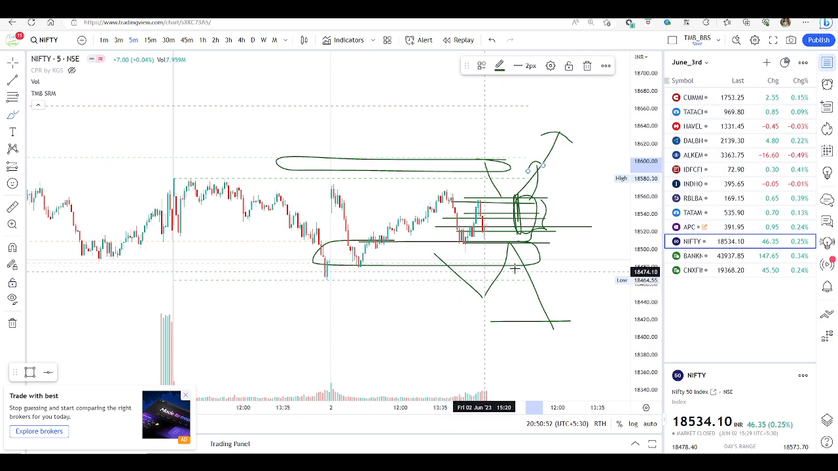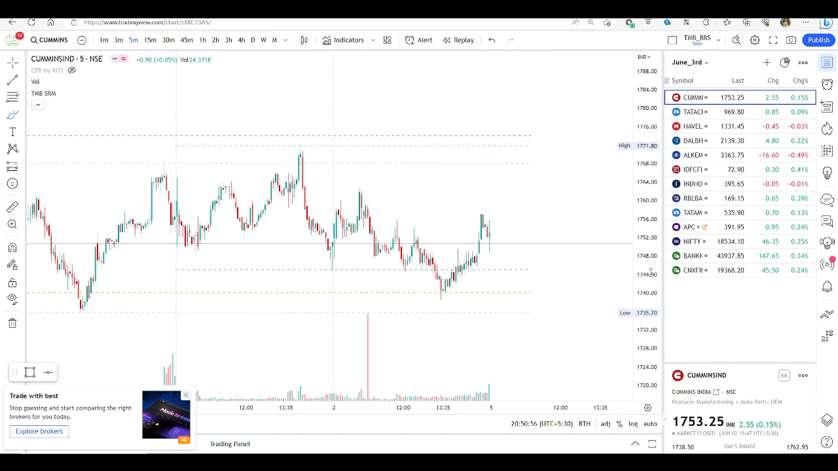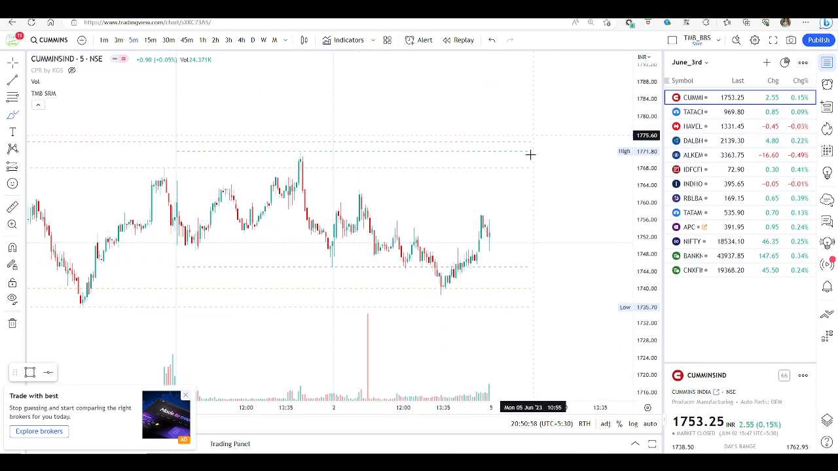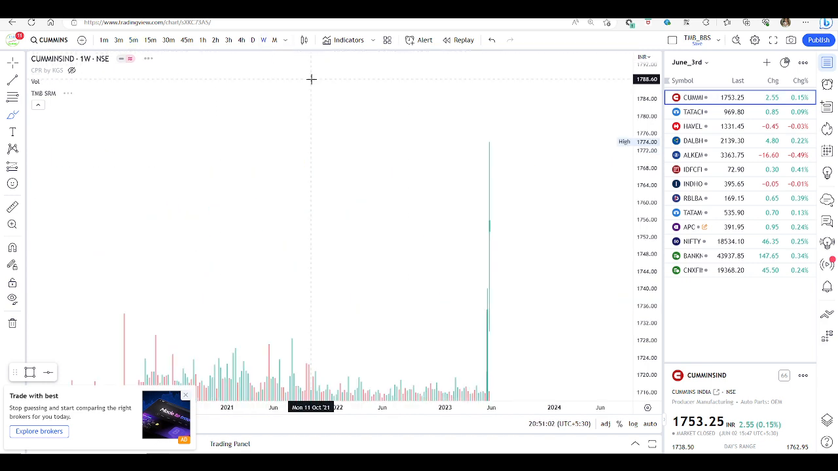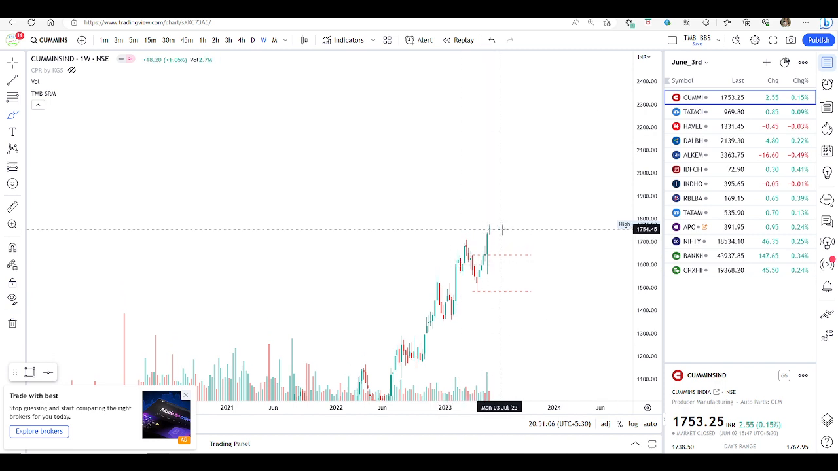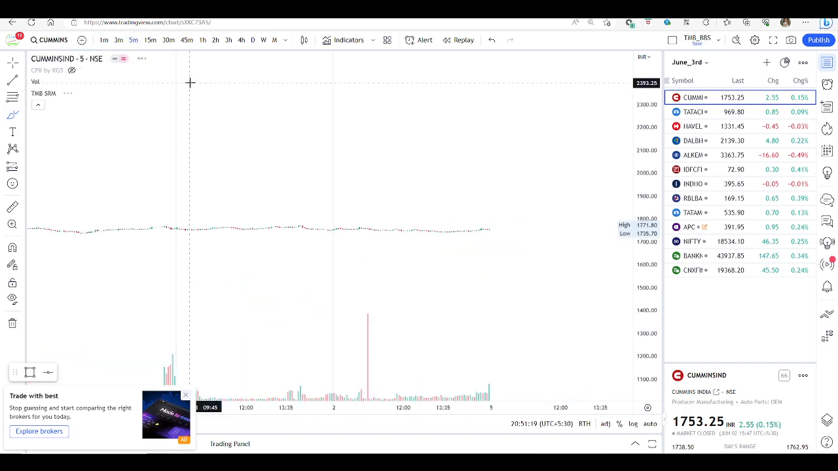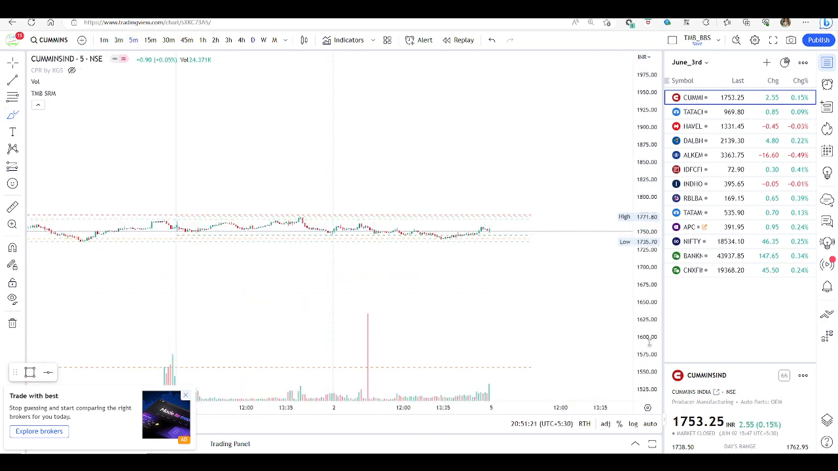Coming to stock specific, I am looking at some bullishness in this stock. This is Cummins Industries. It formed a doji, maybe a reversal. It can reverse or it may break out, because for 5 days it traded in the range. What I am planning, I wanted to trade like this.